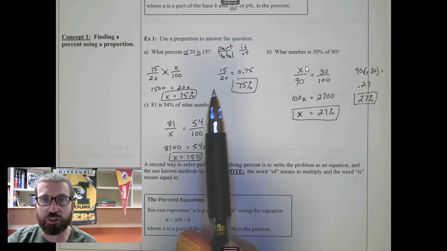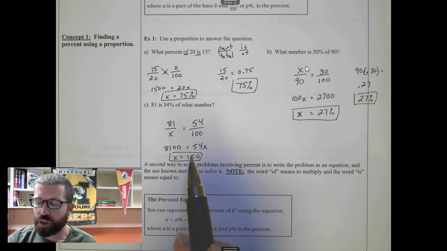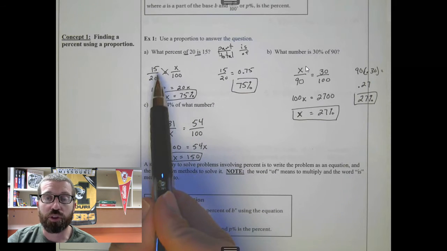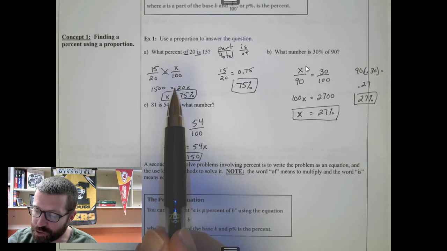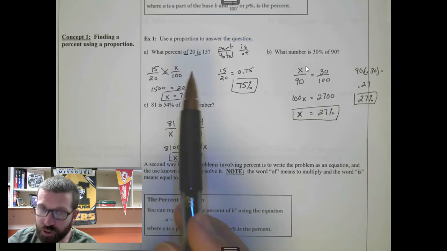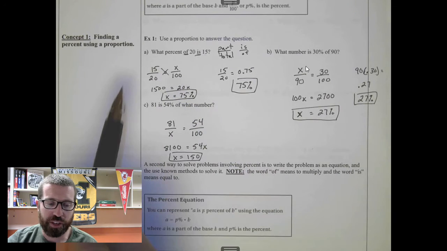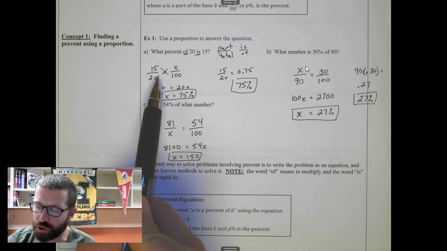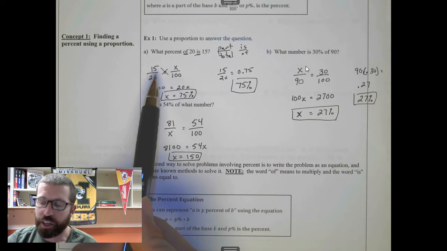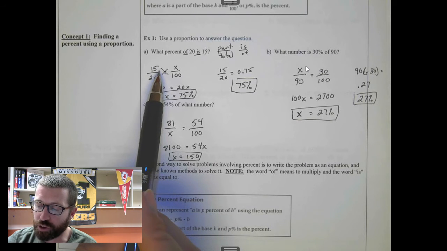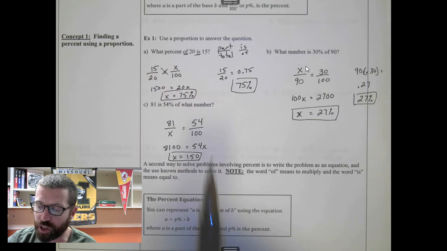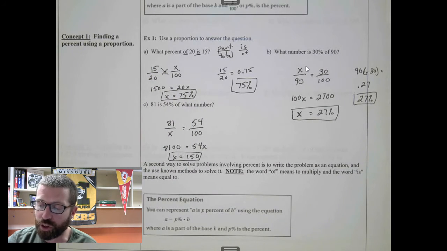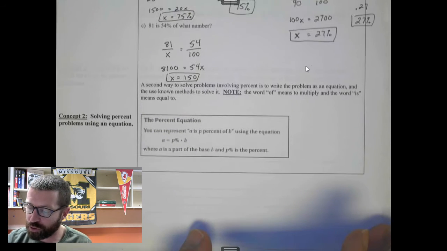So 150 makes sense. A lot of times with these percent problems, if you make a mistake and flip the fraction somewhere, you'll get a number that doesn't make sense. Even look back at this first one, so 75%, so 15 over 20. If you look at that, 15 is not quite half of 20, but it's close. So it's less than 100%, but it's also more than 50%. So 75% does make sense.